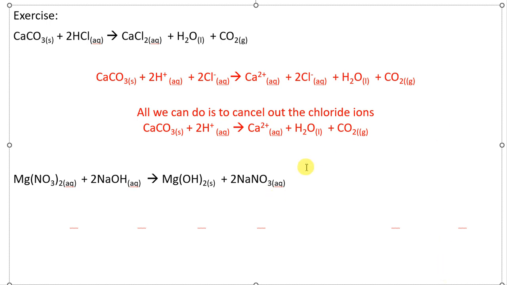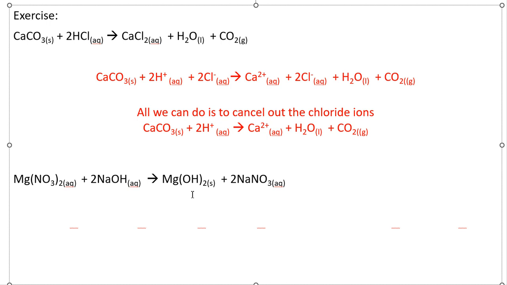Last example. I'm seeing two aqueous solutions to begin with. Break them into ions. Mg, group 2, 2 plus. There are two of the NO3 ions. They must be minus 1. 2 Na plus, sodium group 1, but my coefficient tells me there's two of them. And 2 OH minus ions.